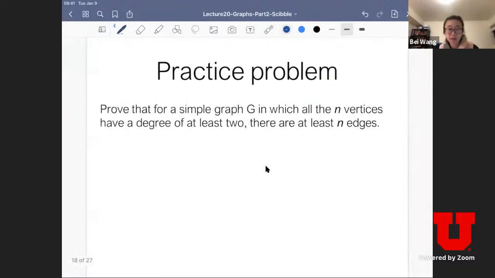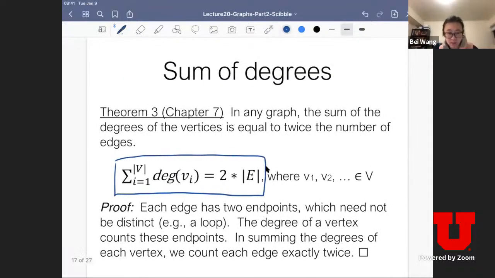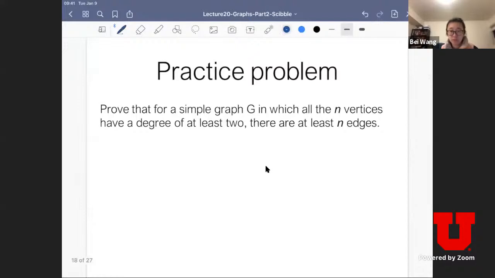Now we have a practice problem, which is proofs involving graphs. There are actually many proof problems involving graph properties. So what is this thing asking? Given a simple graph in which all n vertices have a degree of at least 2, there are at least n edges. So this practice problem is going to use theorem 3, which is the sum of degrees is equal to 2 times the number of edges. Okay. So please pause the video and see if you can solve this on your own.